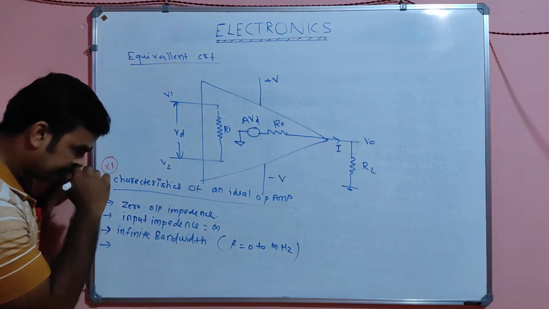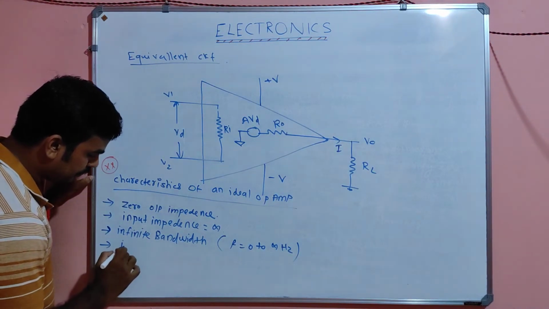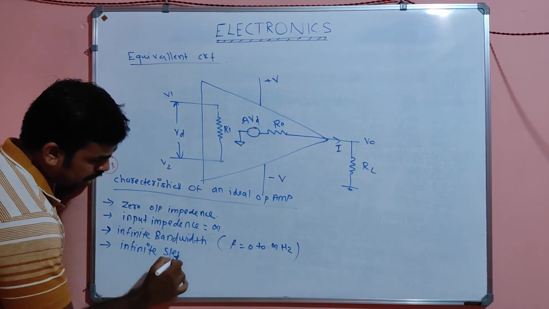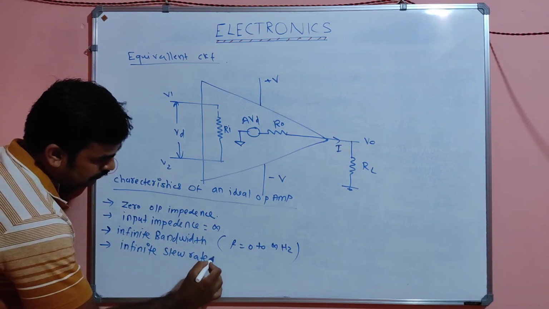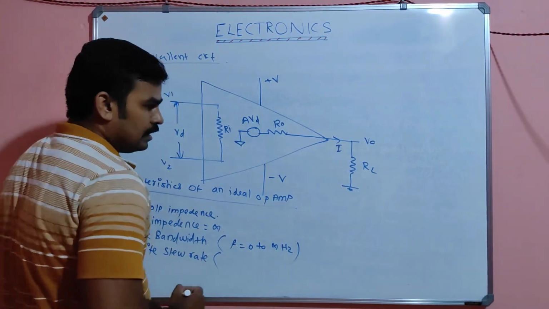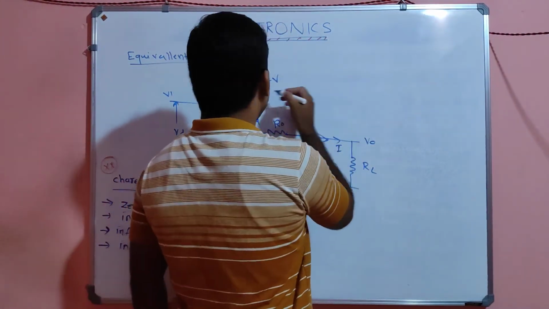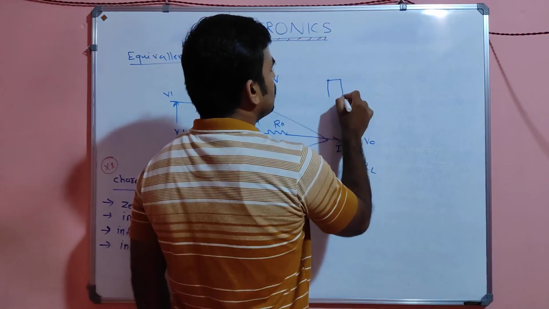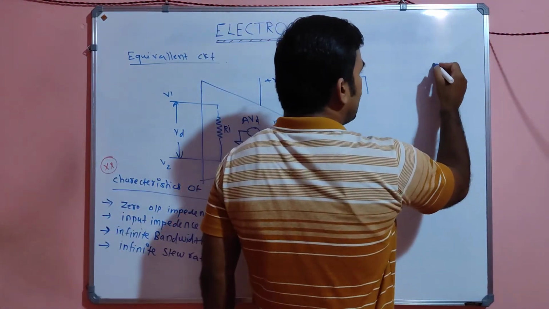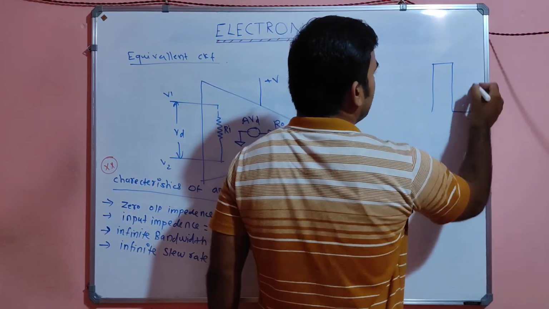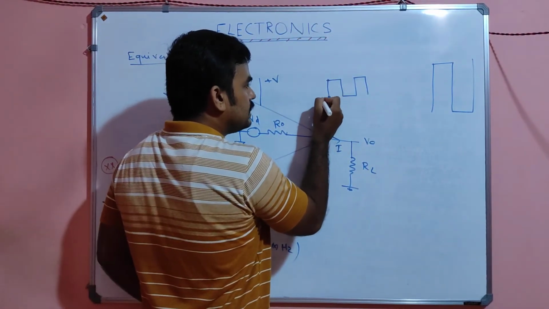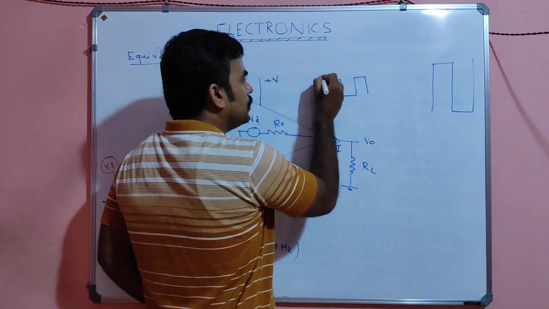Next one, infinite slew rate. I will tell you what slew rate means. See my dear, suppose you are giving the input as a square wave. The output also will be another square wave, an amplified version. Am I right? See here, this is 0 volt and this is, suppose, 5 volt.